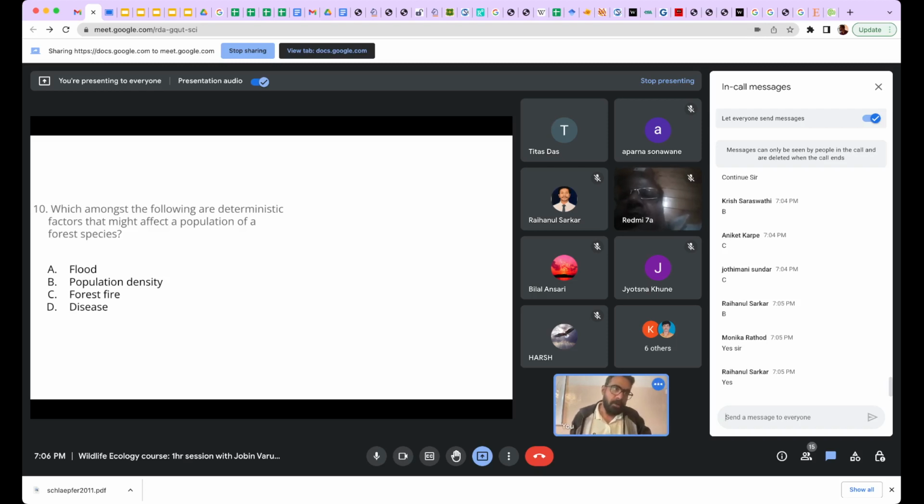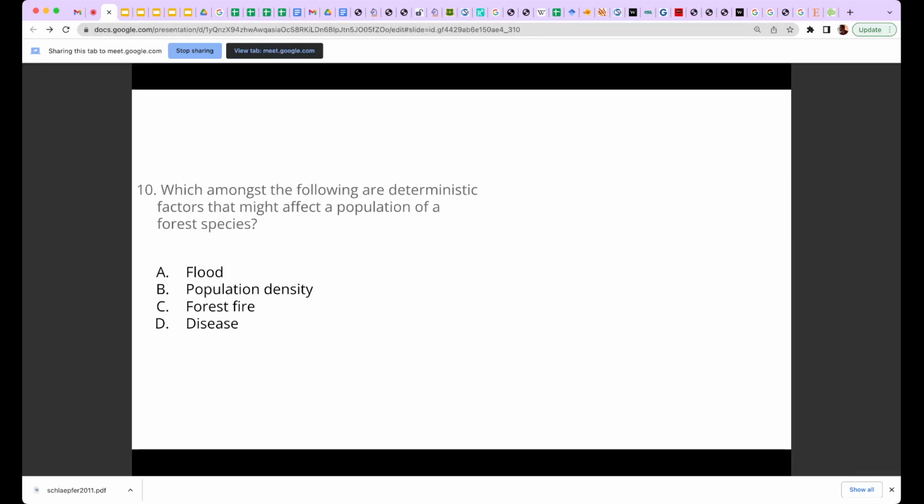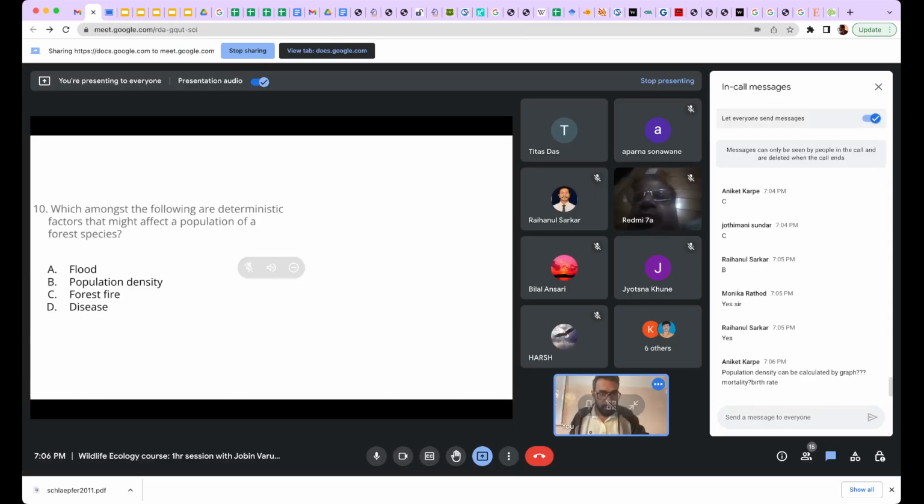Okay, so I'll end the session over here. That was the last question for today. Cool. I think population can be calculated by graph, mortality, birth rate.